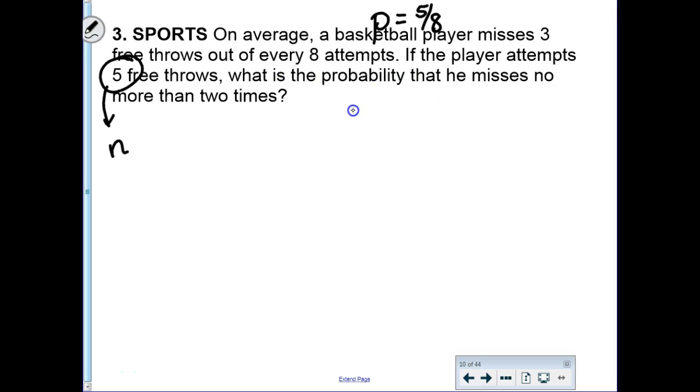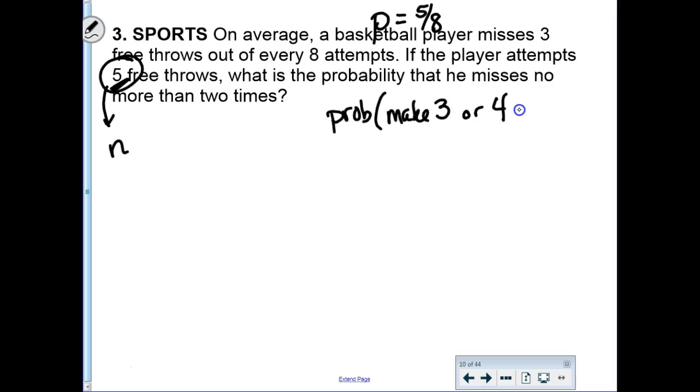So what they're asking me is, what's the probability that he, okay, if he misses no more than 2 times, what are we talking about then? So he would make, he's totally shooting 5 this time. So he could make 3, right? Would that work? What else?